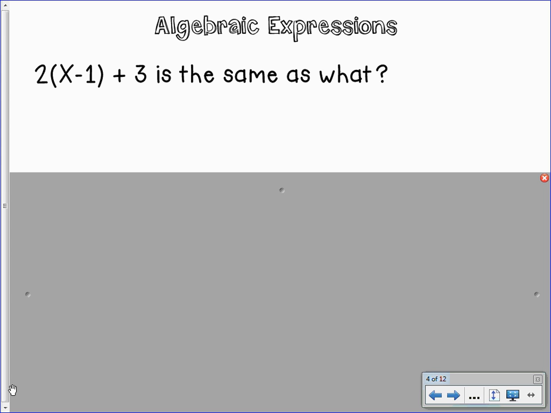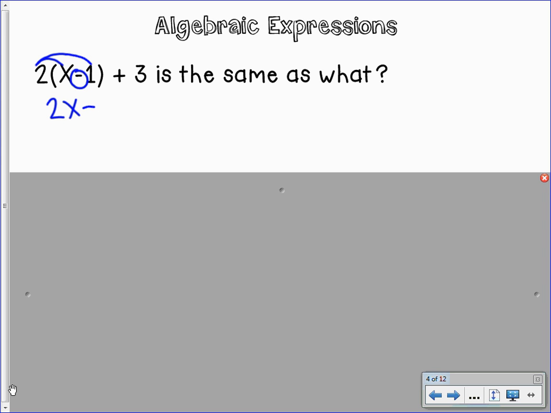That 2 has to share its love because that 2 is right next to a parenthesis. So the 2 has to spread the love to the x and to the 1. And that 2 is going to spread the love by multiplying. So if you take x and you multiply it by 2, what do you have now? It could be 2x, right? Instead of just 1x, you have 2x. Our sign still stays the same.